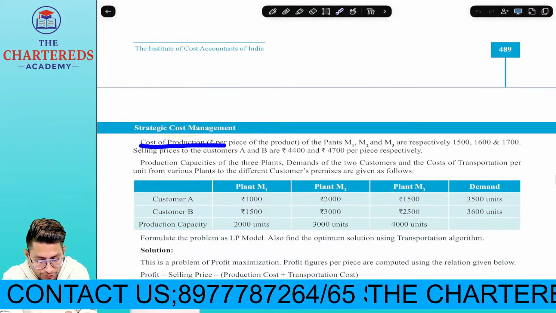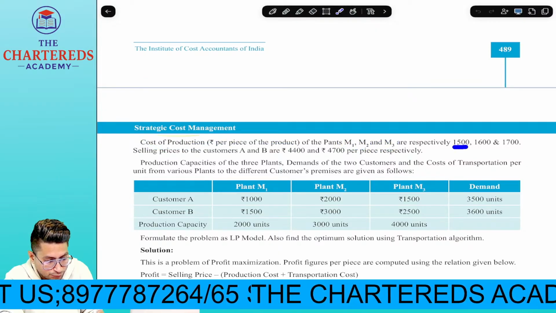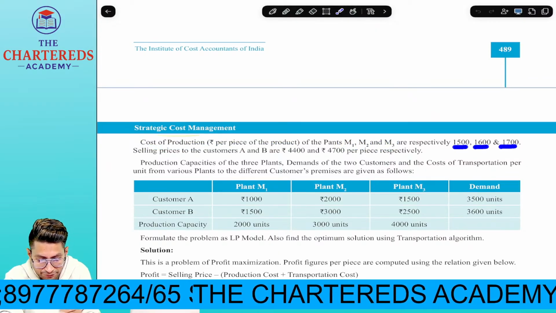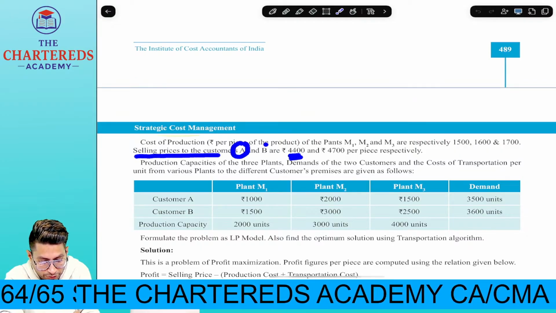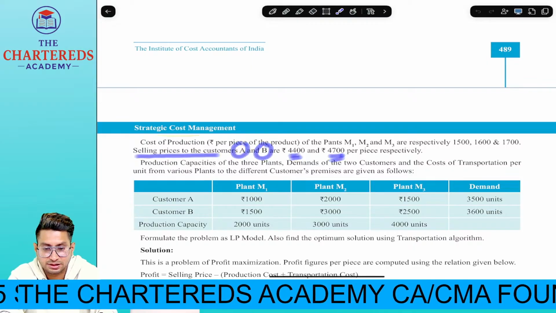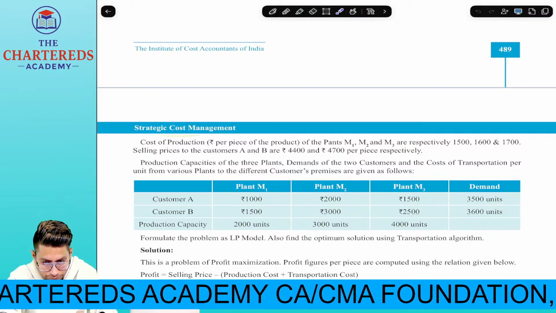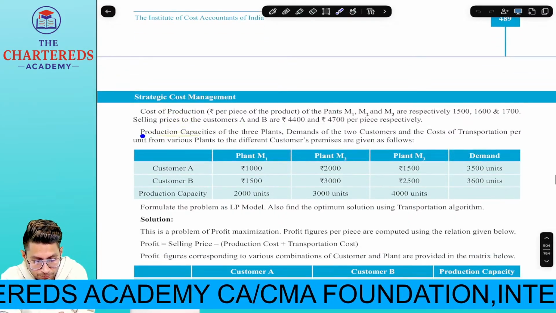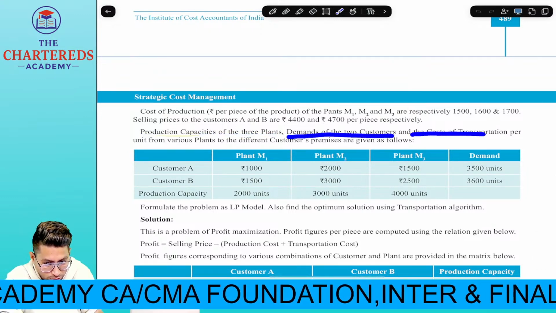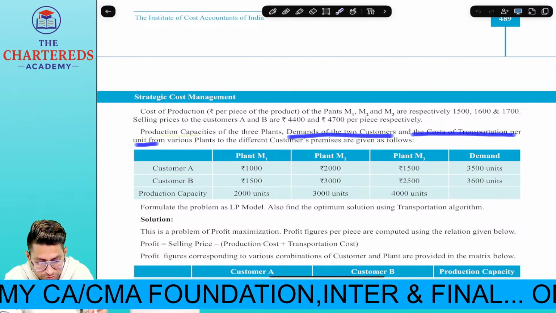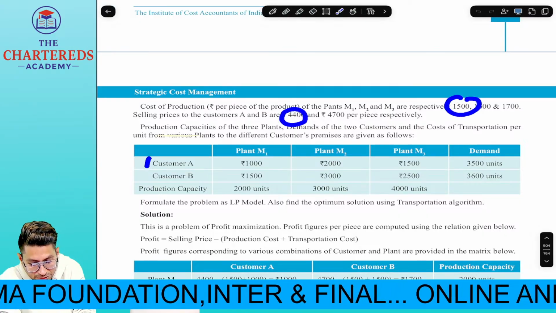The cost of production per piece of a product for M1, M2, M3 is 1500, 1600, 1700. And selling price is to A 4400, to B 4700. So they have given us purchase price and selling price. Next, now production capacities of 3 plants, demands of 2 customers, and cost of transportation per unit is also given. So they have given us purchase price, selling price, production cost.